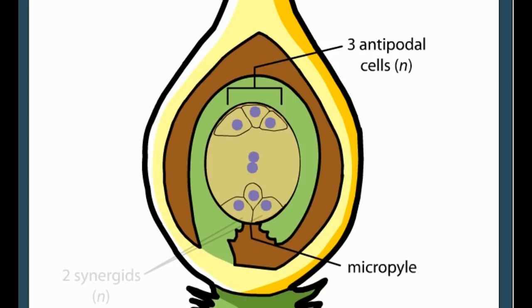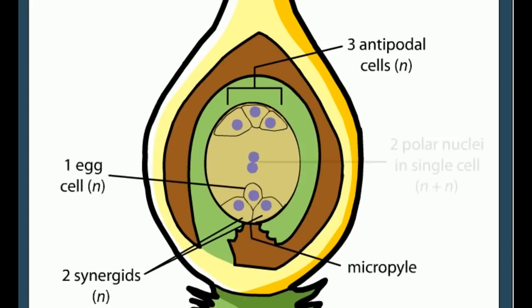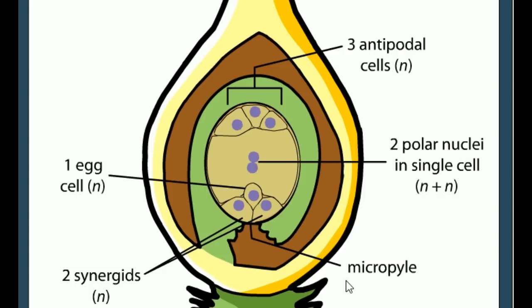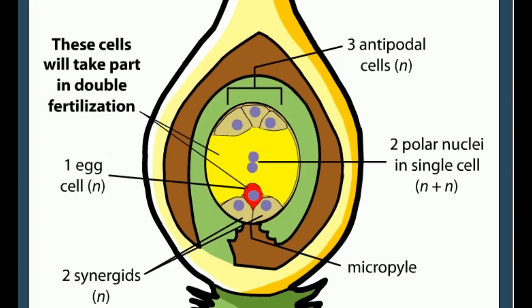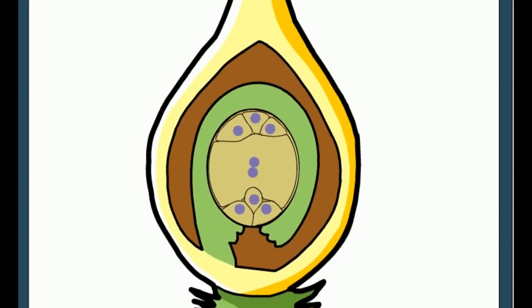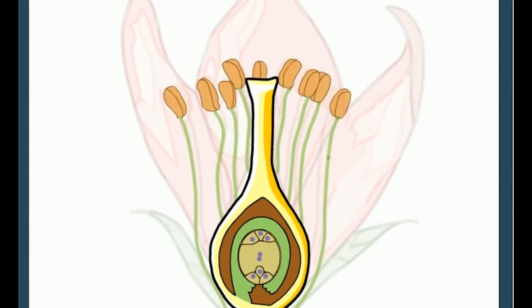3 cells, known as antipodal cells, form opposite the micropyle opening of the ovule. 3 also form near the micropyle. 2 are called synergids and the other is known as the egg. Finally, 2 nuclei called the polar nuclei remain together in one large central cell. The egg cell and the single cell with 2 polar nuclei will eventually take part in a double fertilization event.